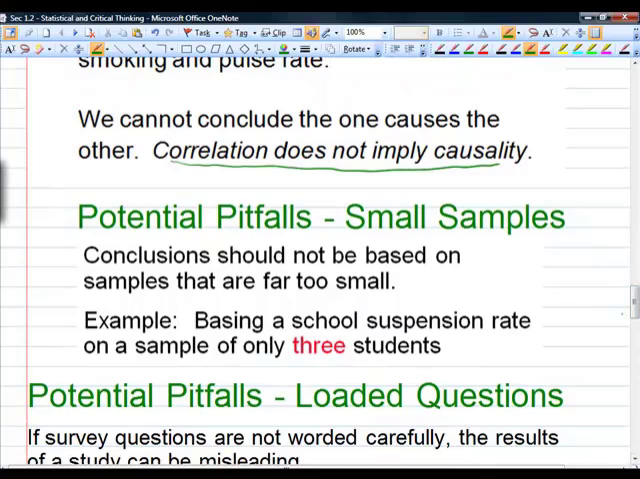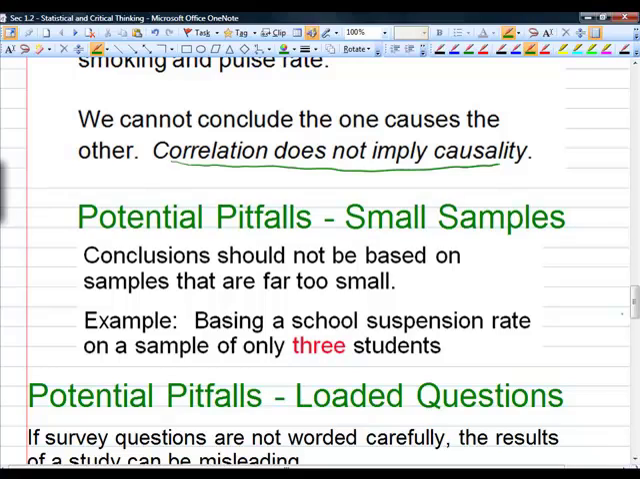Another potential pitfall is selecting or running data based on samples that are too small. Conclusions should not be based on samples that are far too small. For example, basing a school suspension rate on a sample of only 3 students would not be wise. What if you happen to select 3 very well-behaved students who are never expelled?